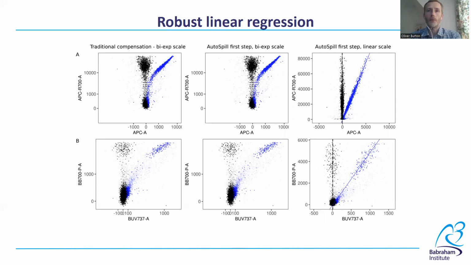AutoSpill also iterates this process, refining it until the results reach an acceptable threshold. This reduces the error in compensation by an average of 100,000-fold over the standard system. This is particularly important for cases with lower events, less signal, or more autofluorescent noise.